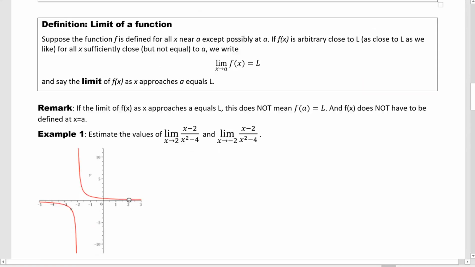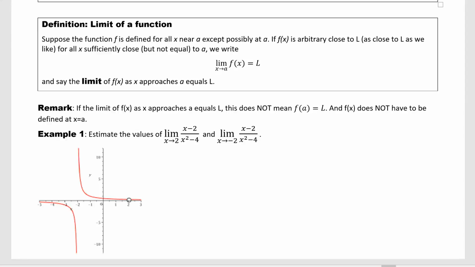Okay, definition, limits of a function. Suppose the function f is defined for all x near a, except possibly at a. If f of x is arbitrarily close to L, as close to L as we like, for all x sufficiently close but not equal to a, we write the limit as x goes to a of f of x equals L.